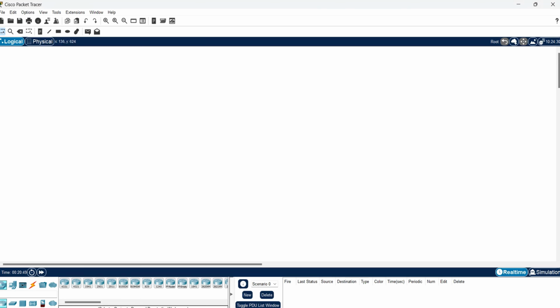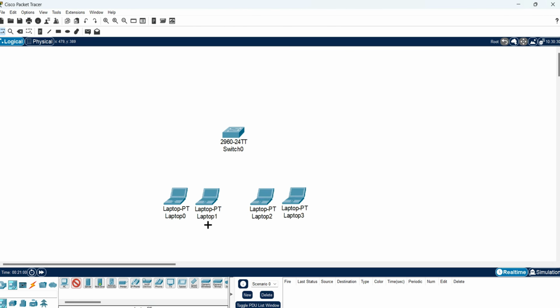So if I go back to my Cisco Packet Tracer, I get myself a switch just to prove a point here, right? And I get a few computers. Let's say 1, 2, 3, 4. And let me get actual cables. There we go.